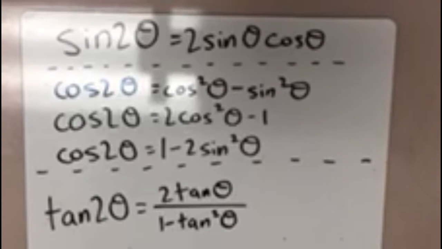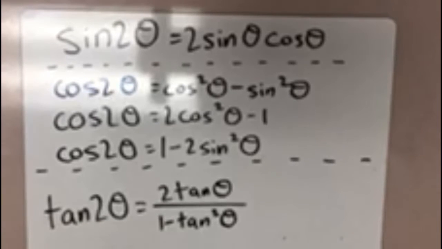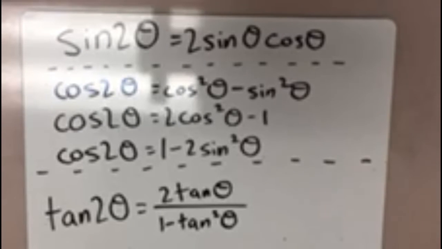Now, onto the double angle identity for the tangent function. And it is tangent 2 theta equals 2 tangent theta over 1 minus tangent squared theta. And those are your 5 double angle identities. Now, let's try one example.